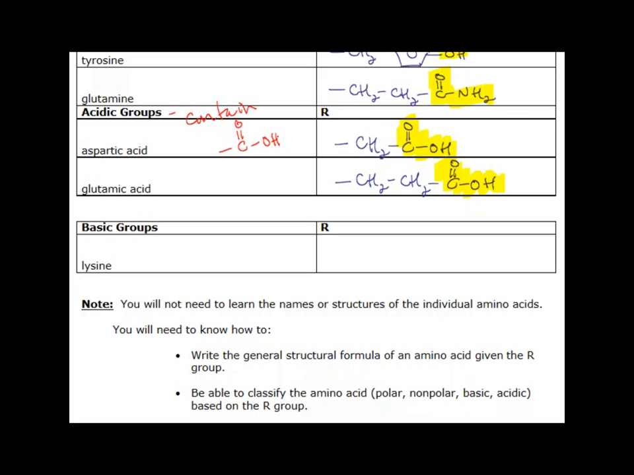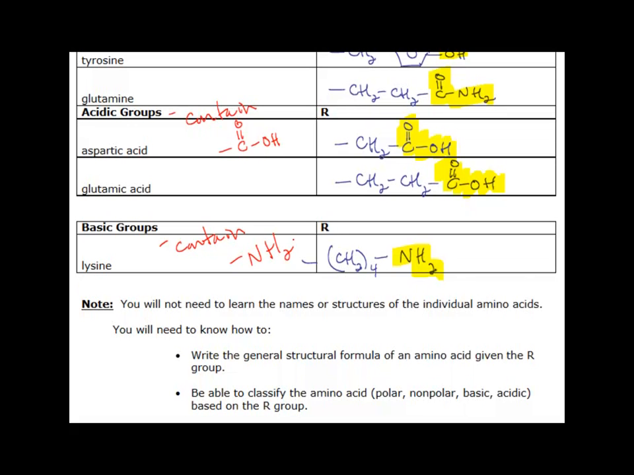Okay. The last classification of amino acids are the basic groups. There's just one, and it's called lysine. Not that you need to know the name or the exact structure, but it has 4 CH2s and then an NH2. And what we learned about in Unit 5 is that amines, which lysine has, are weak bases. So basic groups contain amines.